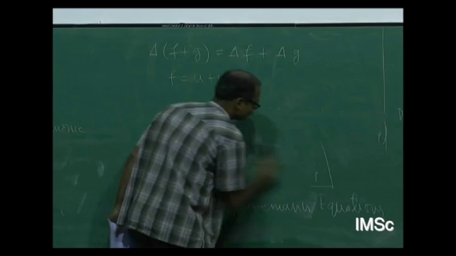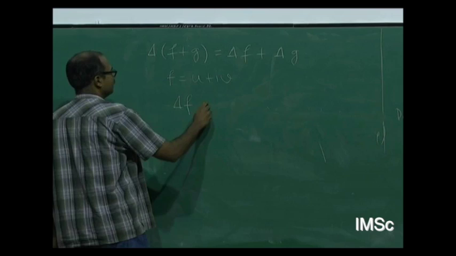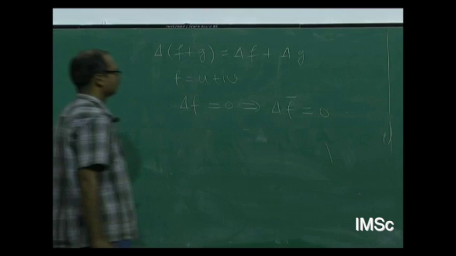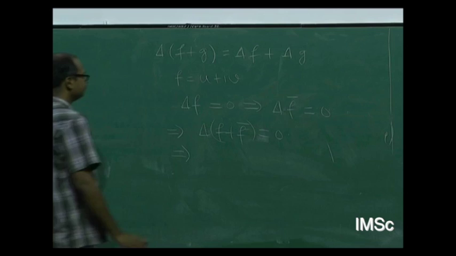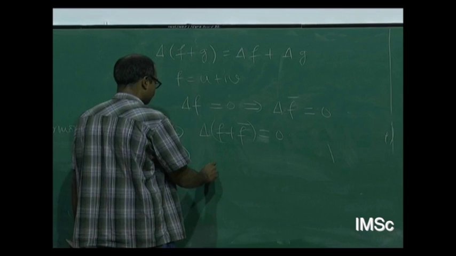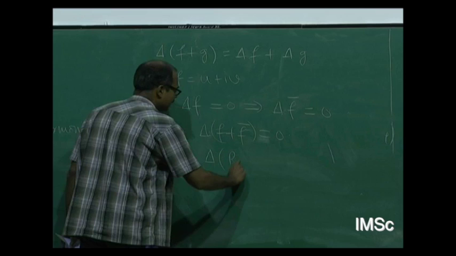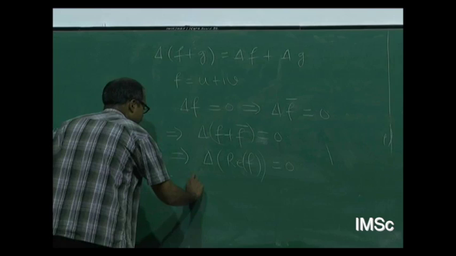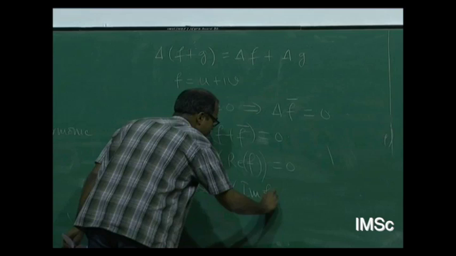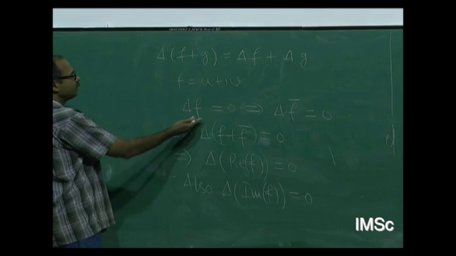Here we immediately notice one thing: if delta f is 0, then delta f bar is also 0. And if that is so, then by linearity f plus f bar is also 0, so the real part is harmonic, and similarly the imaginary part of f is also harmonic. So if we take a harmonic function, then its real part and imaginary part both are harmonic.